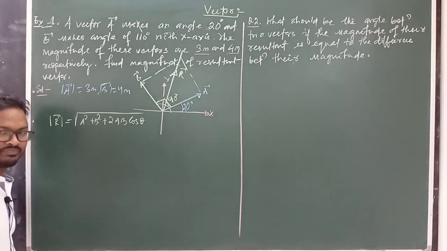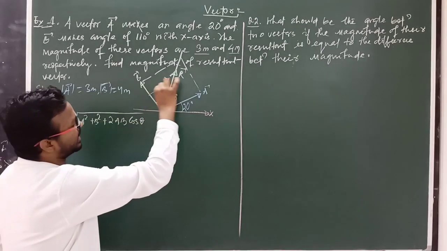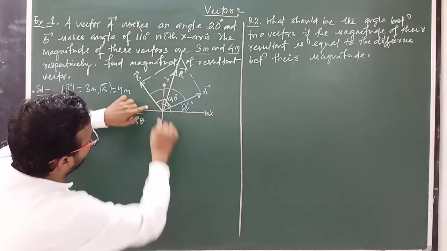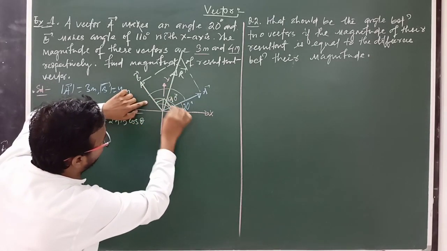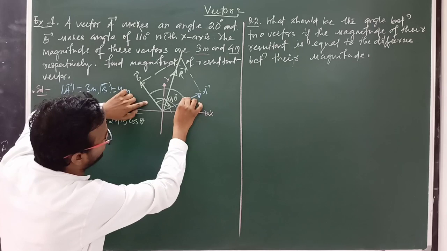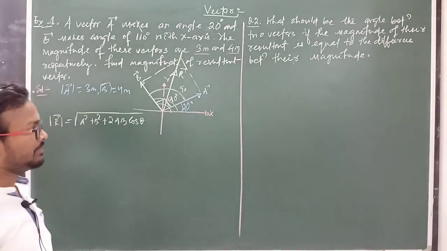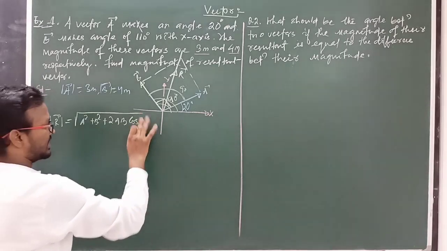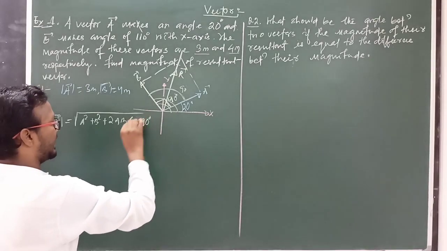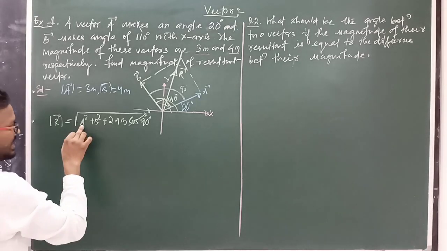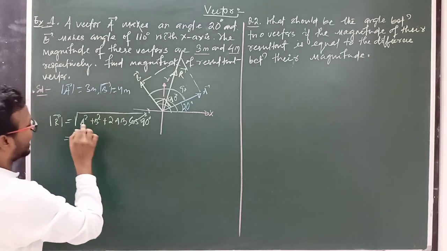So what is theta? Theta is the angle between the two vectors here. The total angle is 110, and this angle is 110 minus 20, equal to 90. So the angle between the two vectors is 90 degrees. So you can write here cos 90, and the value of cos 90 is 0. Now solve this relation: A square plus B square plus 0, and what is A?